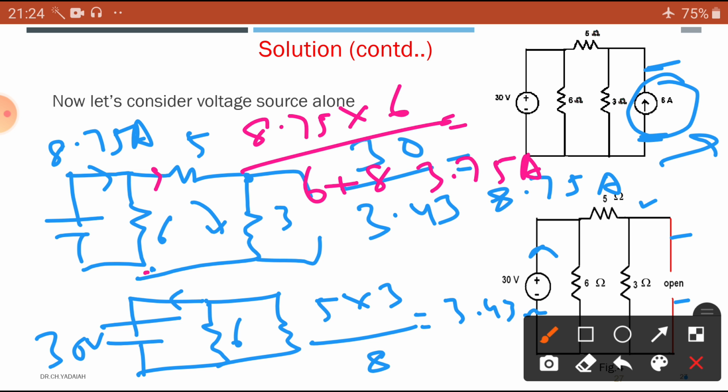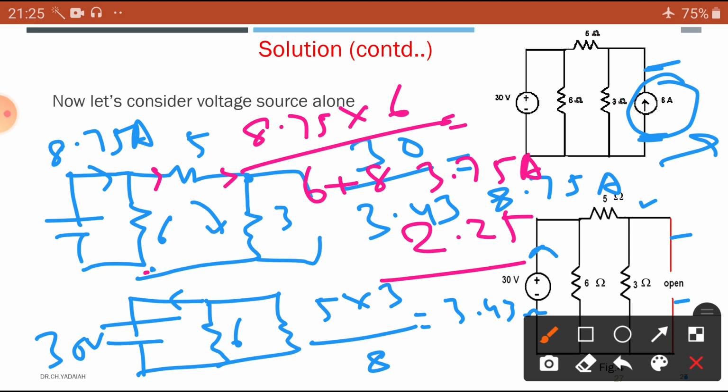We are going to get the current in the 5 ohm resistor. In this case we know the 3.75 amperes current, which we got previously with the help of our method. And previously we got 2.25 amperes.